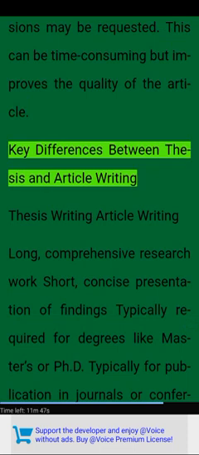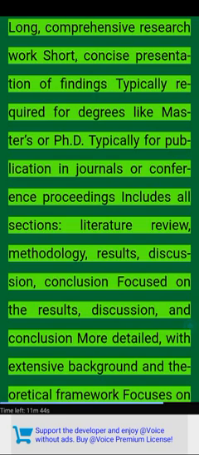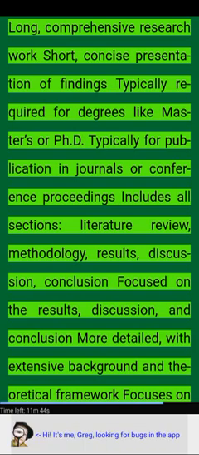Key differences between thesis and article writing. Thesis writing: long, comprehensive research work typically required for degrees like master's or PhD, includes all sections: literature review, methodology, results, discussion, conclusion, more detailed, with extensive background and theoretical framework, written for a committee or academic supervisor. Article writing: short, concise presentation of findings, typically for publication in journals or conference proceedings, focuses on the results, discussion, and conclusion, on key findings and their implications, written for the broader academic community.